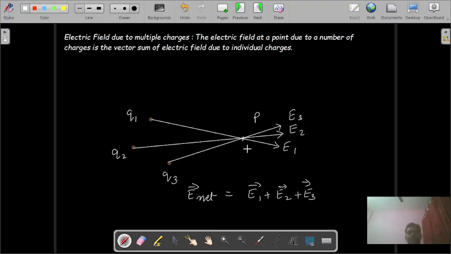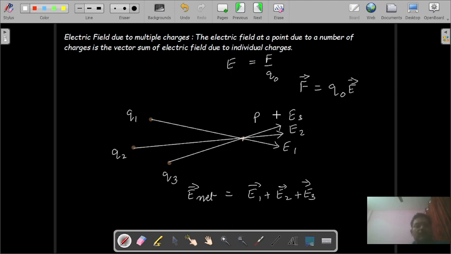Once we obtain the net electric field at the point P, then we can find out the force experienced by any charge which is placed at this point. So we will just use that E net at this point is equal to F over q naught, and therefore if you want to find the force experienced at this point P, the force experienced F will be equal to q naught times E, which is the net electric field at this point.